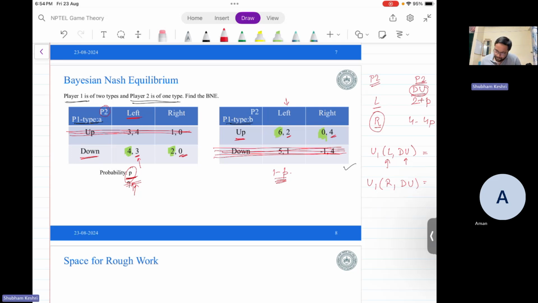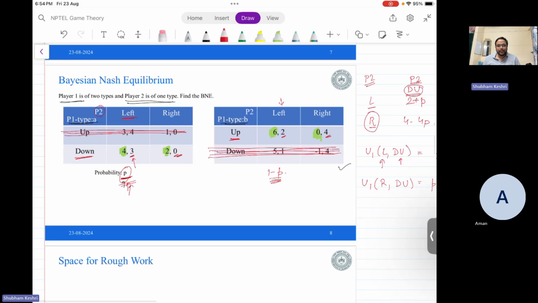Any doubt? Just think over it. I'll give you a few minutes and we are taking a break. We will come back at 7. It is currently 6:54. We'll come back at 7. You take a minute and think about it. If you have doubts, after the break we can discuss. Okay?